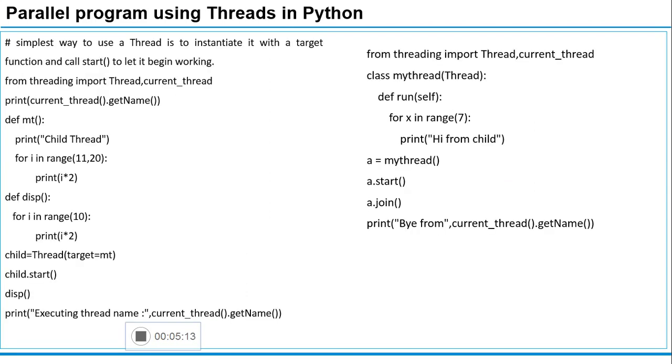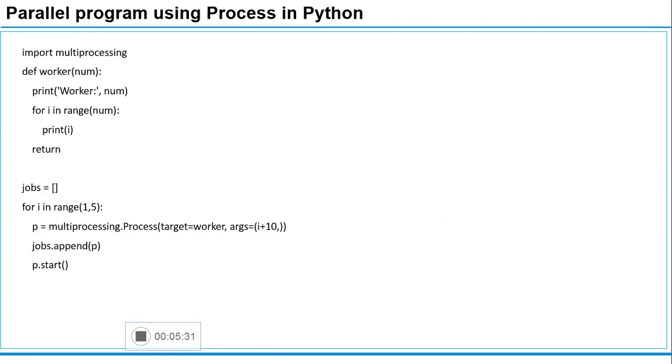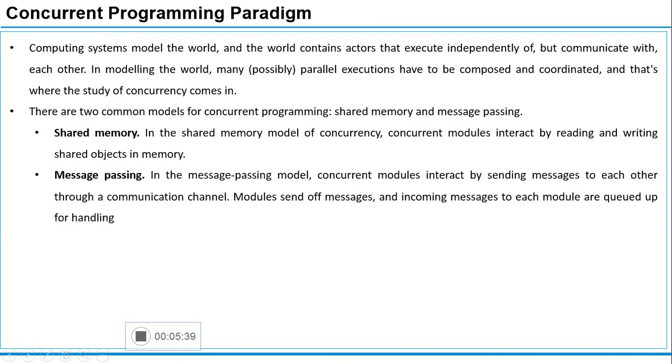So the first process is you create a normal method which can be assigned to the Thread class, and you can call the thread to start and run. The second way, you can extend a new class from the Thread class, define the run method, create an instance of the thread class, call the start method and run it. The third approach is you can use multiprocessing, which creates a process and runs the process, right? So second will be the concurrent programming paradigm.